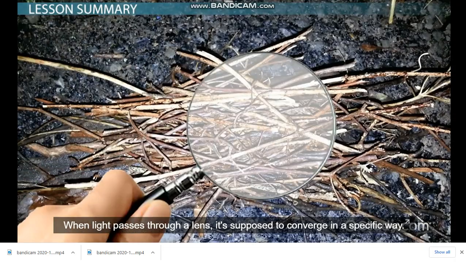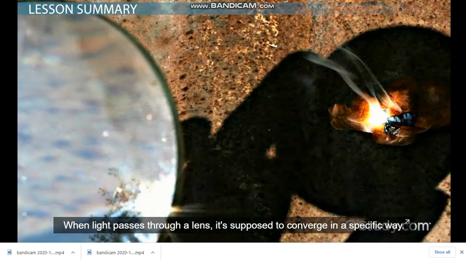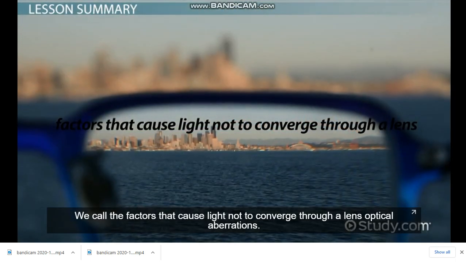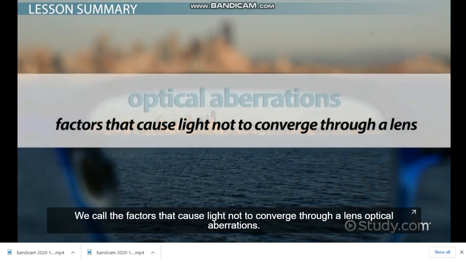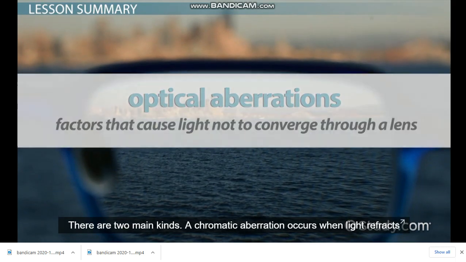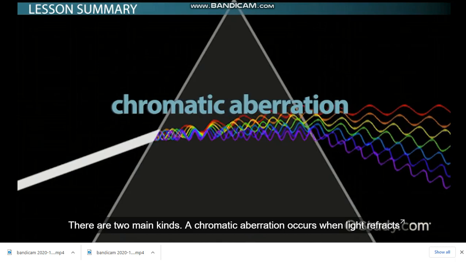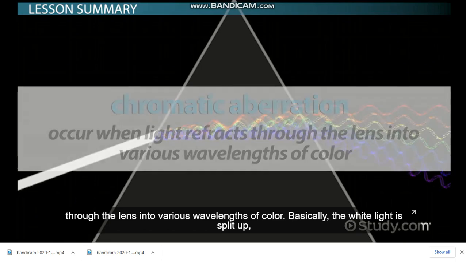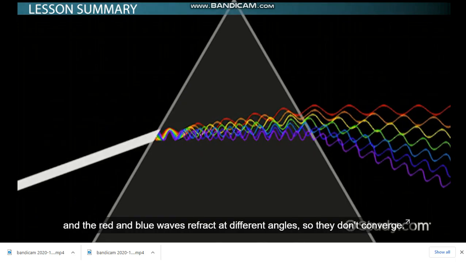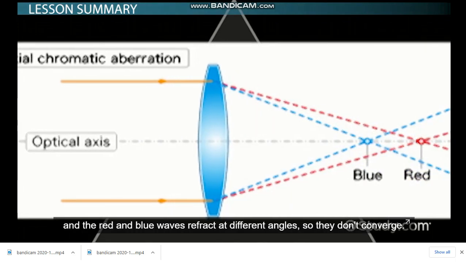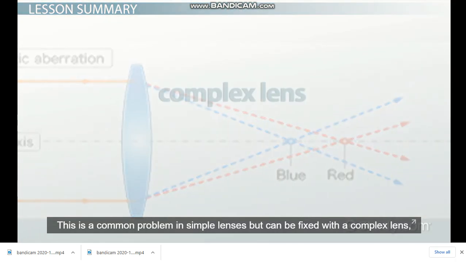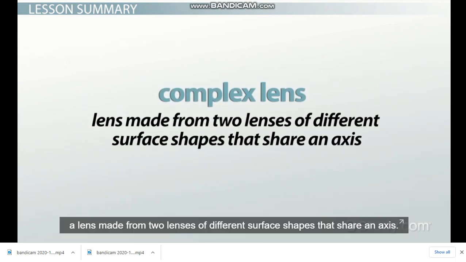When light passes through a lens, it's supposed to converge in a specific way. But this doesn't always happen. We call the factors that cause light not to converge through a lens optical aberrations. There are two main kinds. A chromatic aberration occurs when light refracts through the lens into various wavelengths of color. Basically, the white light is split up, and the red and blue waves refract at different angles, so they don't converge. This is a common problem in simple lenses, but can be fixed with a complex lens, a lens made from two lenses of different surface shapes that share an axis.